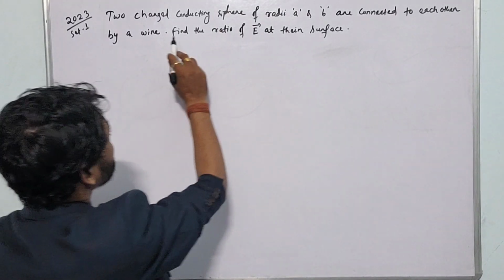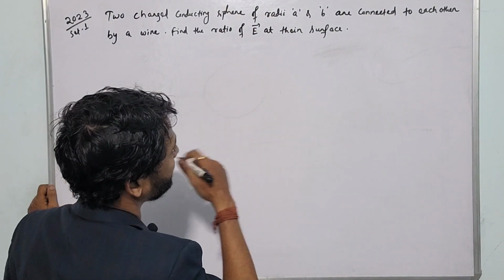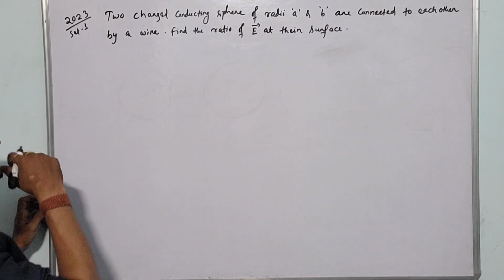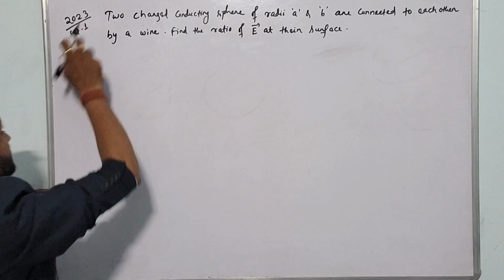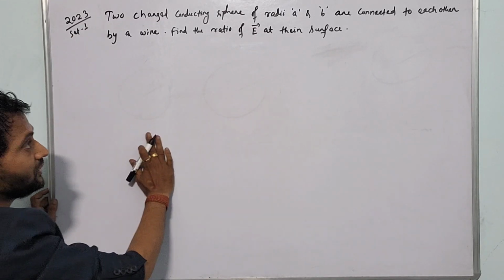See this question: two charged conducting spheres of radius a and b are connected to each other by a wire. Find the ratio of electric field at their surface. That question came in 2023 set number 1.